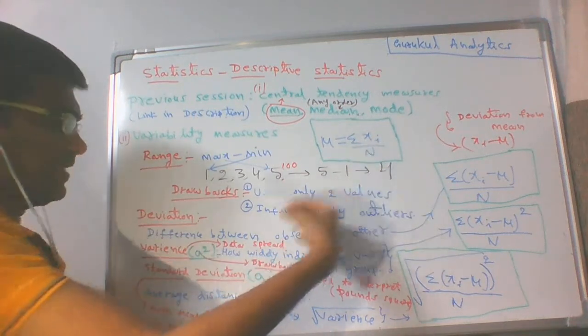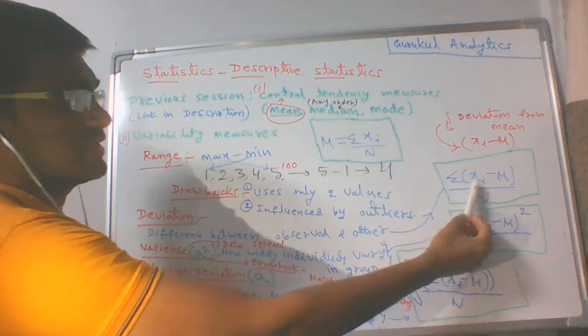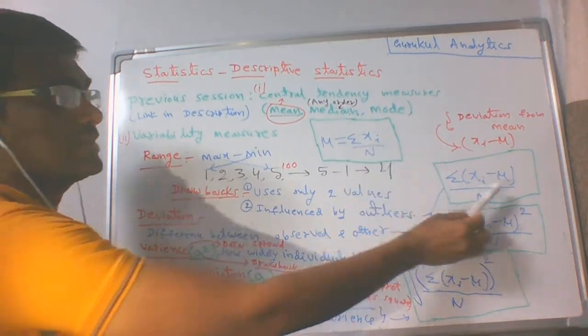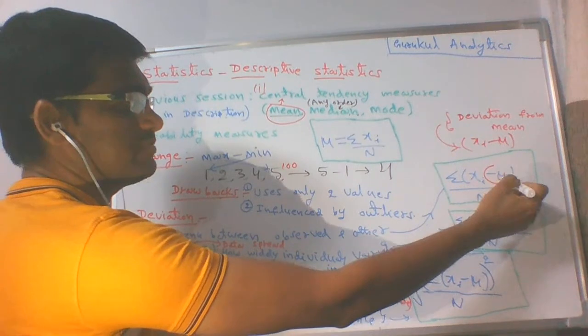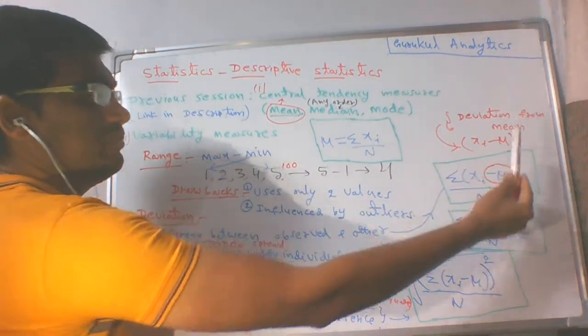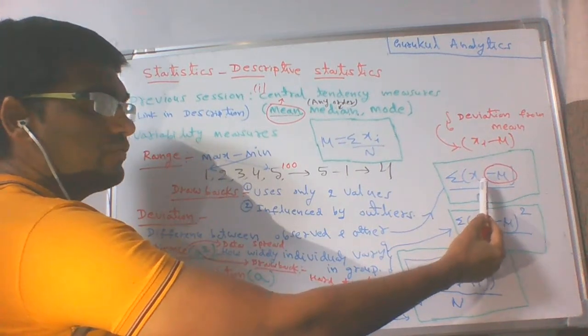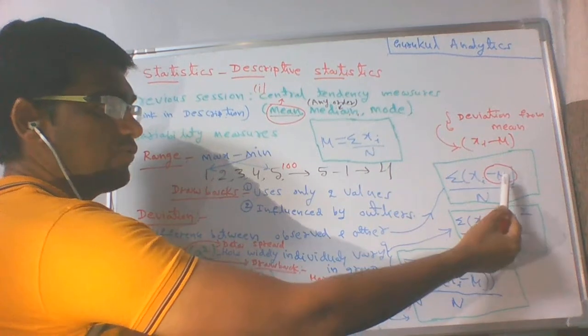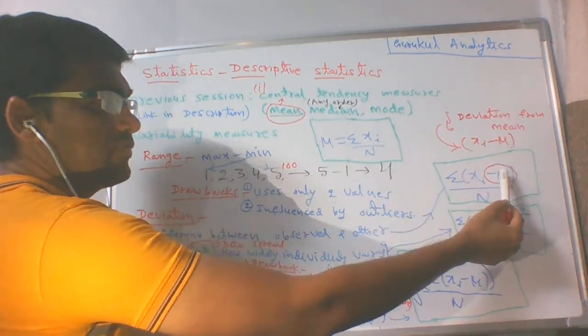This is the mean formula. But for deviation, what is the formula? Sigma xi minus mu by n. If you compare the two, you can see only one extra thing, minus mu, is coming. As I mentioned, this is the deviation from the mean: how far your actual value is from the mean.